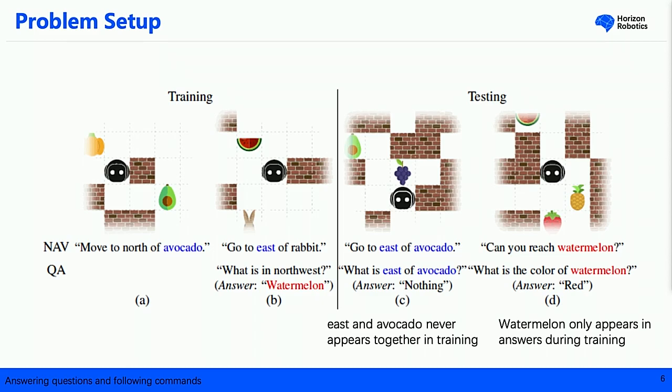Another kind of scenario is a word appearing in a new context. Here, the watermelon never appears in the training commands nor the training questions, but it only appears in the answers. So we want to see whether it can understand words like watermelon in a totally different context.